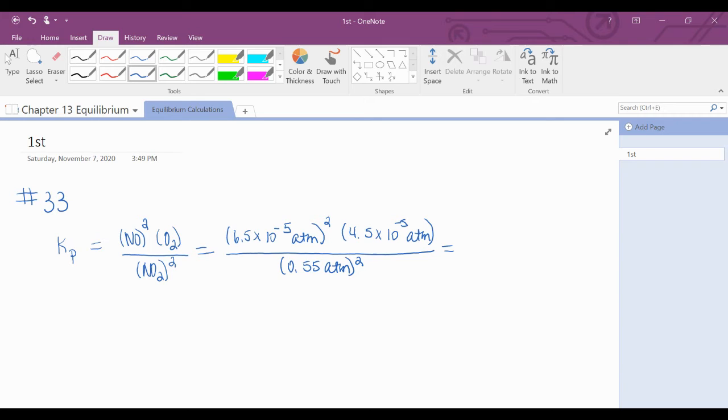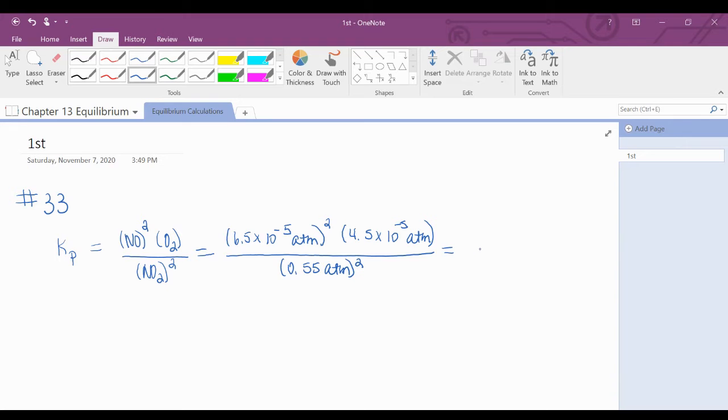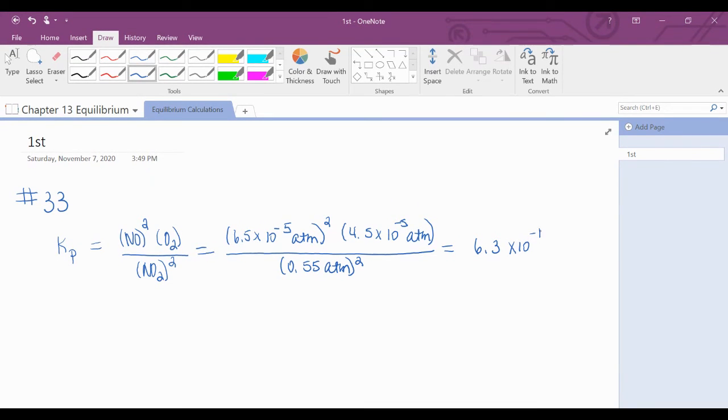Now, the equilibrium constant K never has units, so it's just a number with correct sig figs. It looks like I'm supposed to have 2 sig figs in my answer, so you should have 6.3 times 10 to the negative 13th as your answer. Okay, so that's a problem in which we are solving for K. Let's look at a second problem.